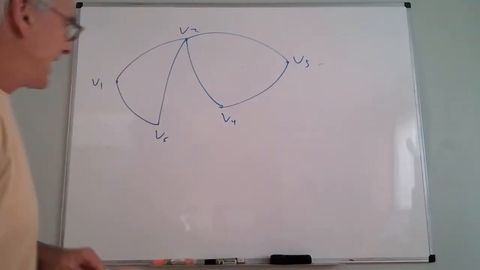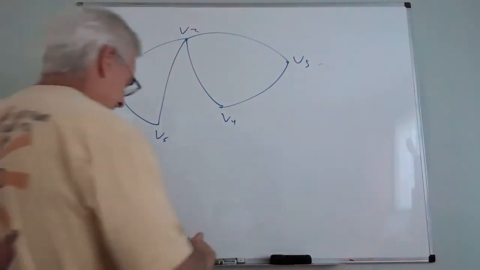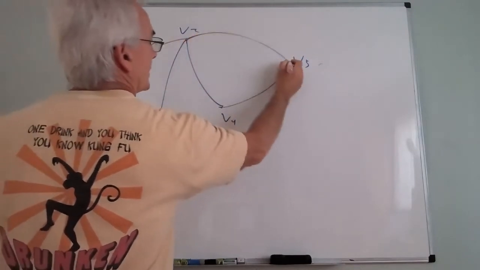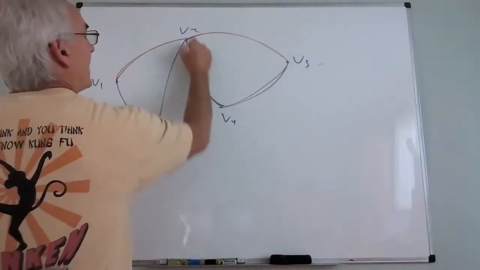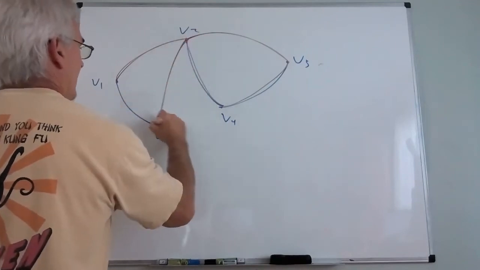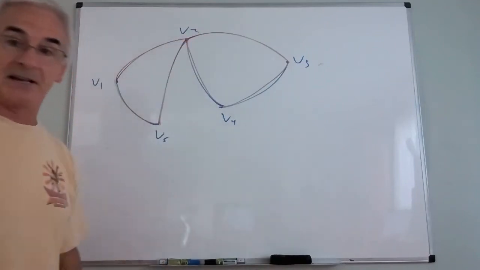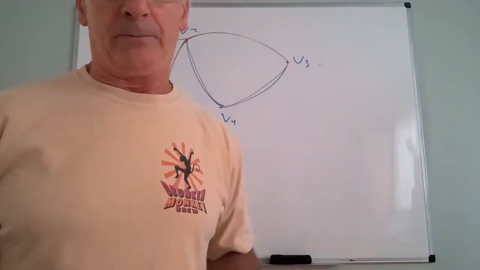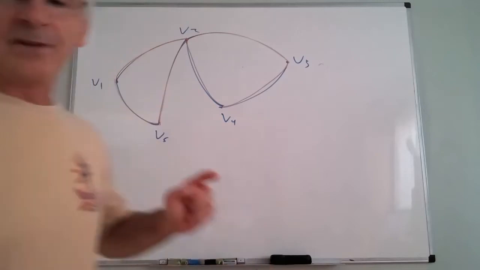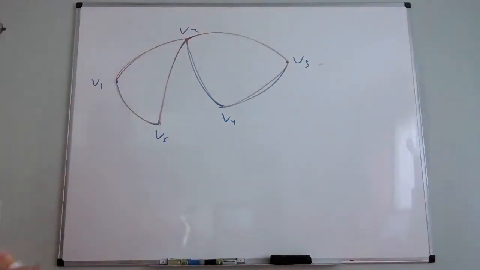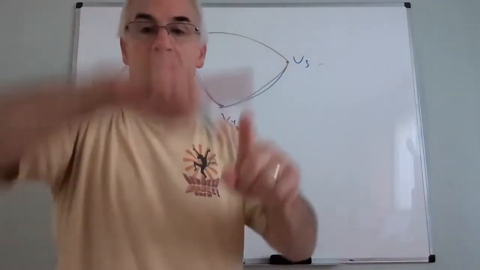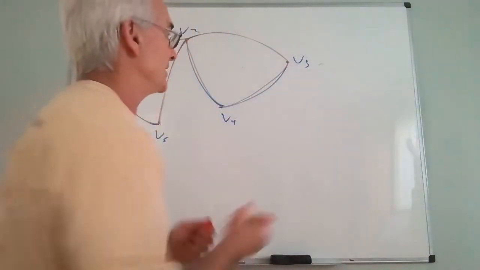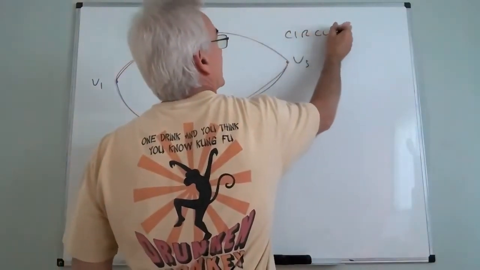Can I do that without repeating an edge? Can I start here and go to here, then here, then here, go back to here, and then go to here, and then here? I did repeat one vertex, but I never repeated an edge. So that was definitely a trail. This is a closed walk, but it's also a closed trail. I've basically completed my loop without repeating any edges. This is called a circuit.